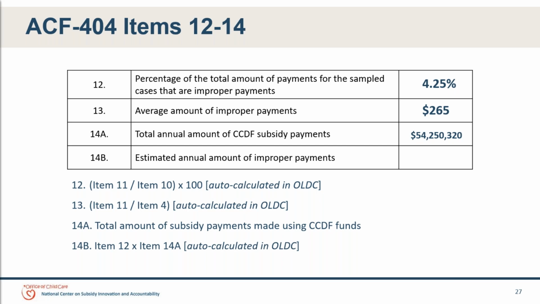And then 14B is the estimated annual amount of improper payments. This is applying that error rate that we determined back in number 12, applying that to the figure that we just entered in 14A. So this is kind of extrapolating what is going to be your estimated amount of improper payments for all of your payments that are made. It's auto-calculated for you, 2.3 million here in our example.